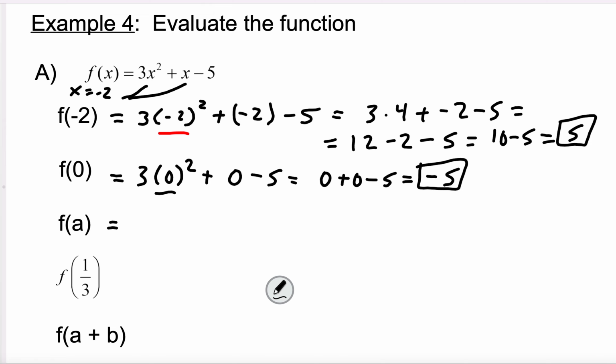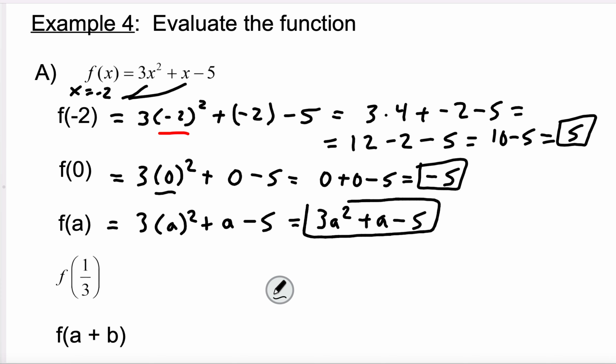Now it's telling us to plug in an algebraic expression there for the x's. So I'm going to take the a and plug it in for the x's. Same thing, 3 times a squared plus a minus 5. What's a squared? It's just a squared, so 3 times a squared is 3a squared plus a minus 5. And I don't have any like terms there to combine, so I'm just going to leave this as 3a squared plus a minus 5.